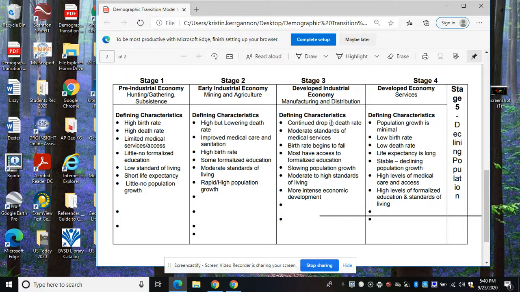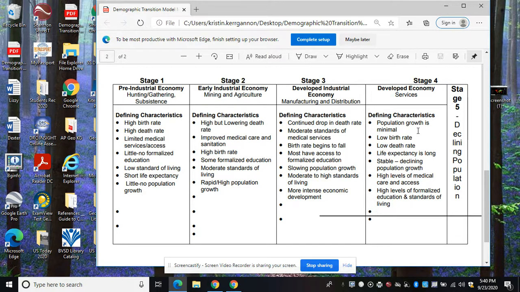For stage 3, they have access to birth control. So the birth rate's starting to fall. They have access to education. They're slowing their population growth down. This is definitely a country that's very industrial, lots of manufacturing going on. And so their population growth is slowing.